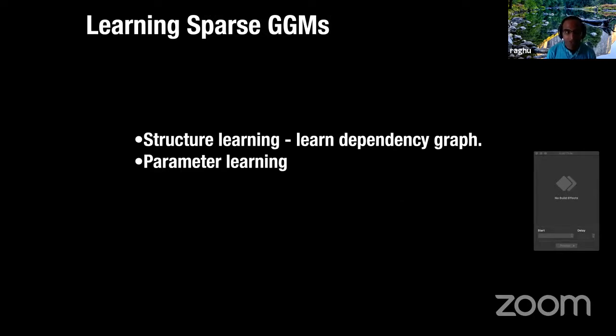So we're interested in two main problems in the context of learning sparse GGMs. That is structure learning, that is, given samples from the GGM, can I learn the dependency graph of the GGM? And parameter learning, where along with structure learning, I'd also like to estimate the precision matrix theta or some other properties of the GGM.